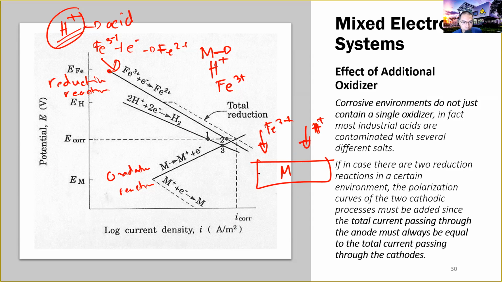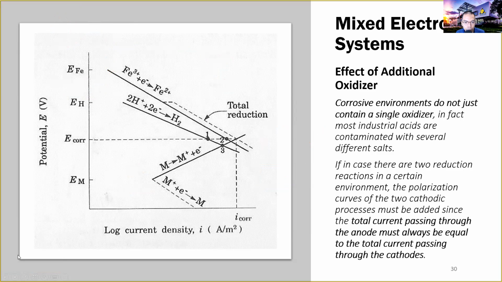So since dalawa yung oxidant natin, Fe3 plus and H plus, dalawa yung nag-a-attack sa metal mo, we have two oxidants, we have two reduction equations we have to consider. This one and this one.